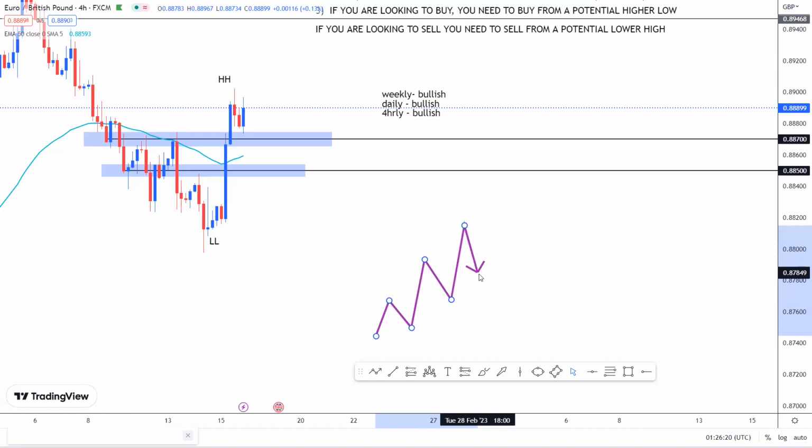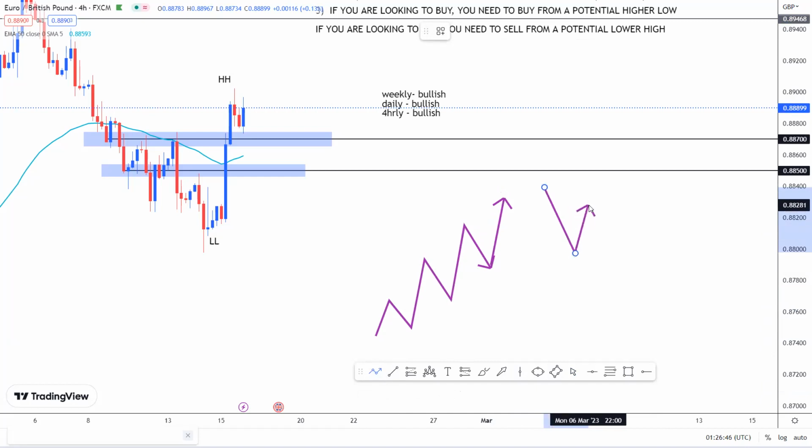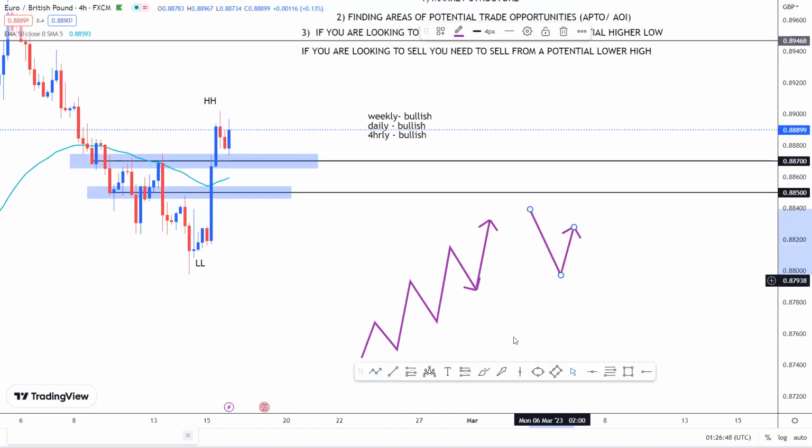So this right here is a potential higher low. It only becomes a confirmed higher low once it leads to a break in the market structure above the previous swing high. Then the reverse is the case for a bearish market structure.